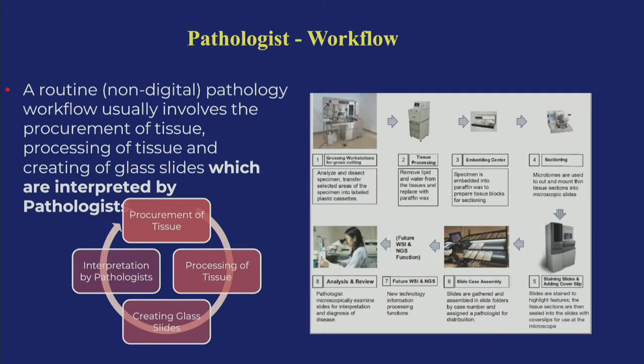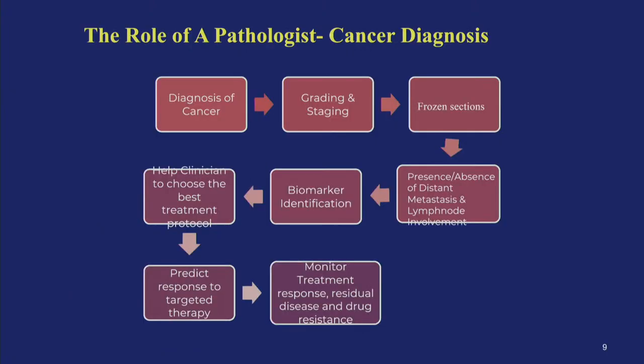A routine workflow of a pathologist involves procurement of the tissue, processing of the tissue, creating slides, and then interpreting the slides by the pathologist. So the role of the pathologist is to diagnose the cancer, grade the cancer, stage the tumor, and evaluate frozen sections if the patient is taken up for surgery, at the time of surgery, to say whether the margins are clear or are we dealing with a metastatic lesion, or what is the extent of the tumor.